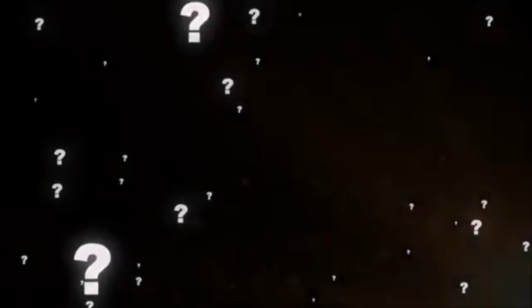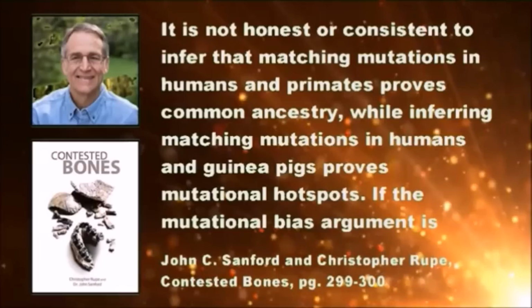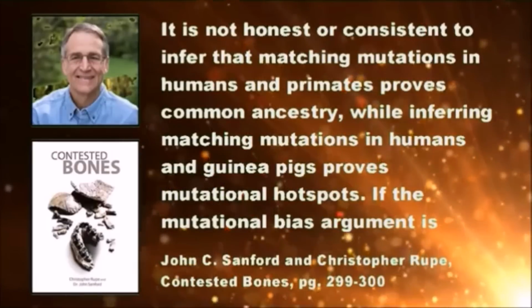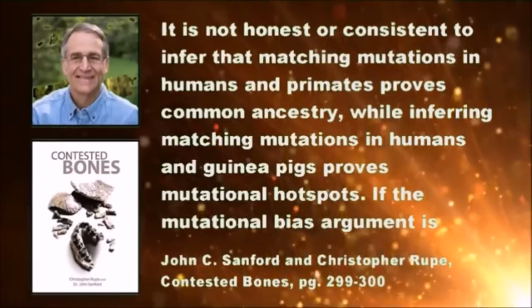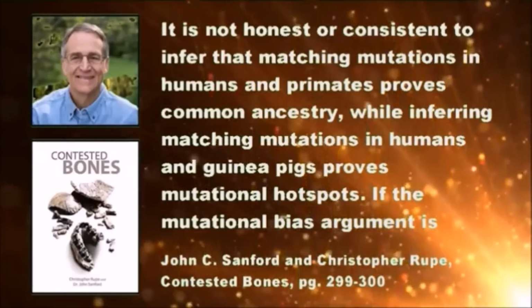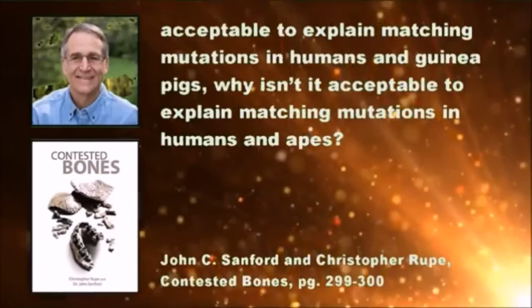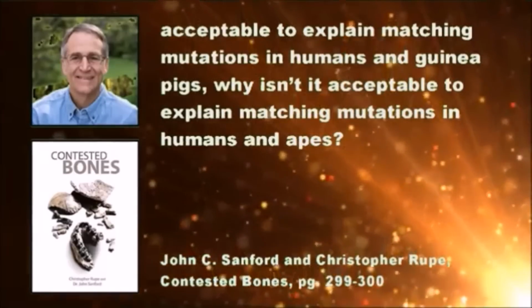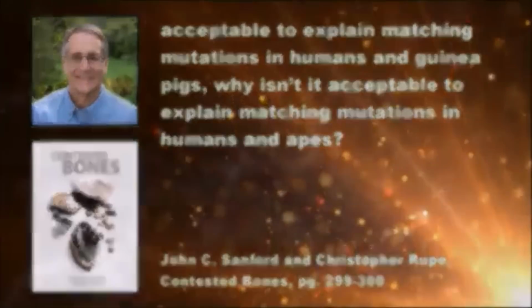John Sanford and Christopher Roop comment on this. "It is not honest or consistent to infer that matching mutations in humans and primates proves common ancestry, while inferring matching mutations in humans and guinea pigs proves mutational hotspots. If the mutational bias argument is acceptable to explain matching mutations in humans and guinea pigs, why isn't it acceptable to explain matching mutations in humans and apes?"